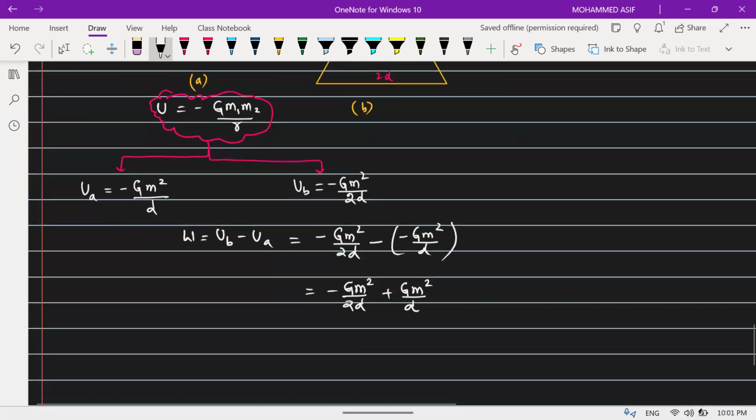So what will be the answer for this one? Let's see what you get. G m square divided by D will be common, so it is minus 1 by 2 plus 1. How much will it be?